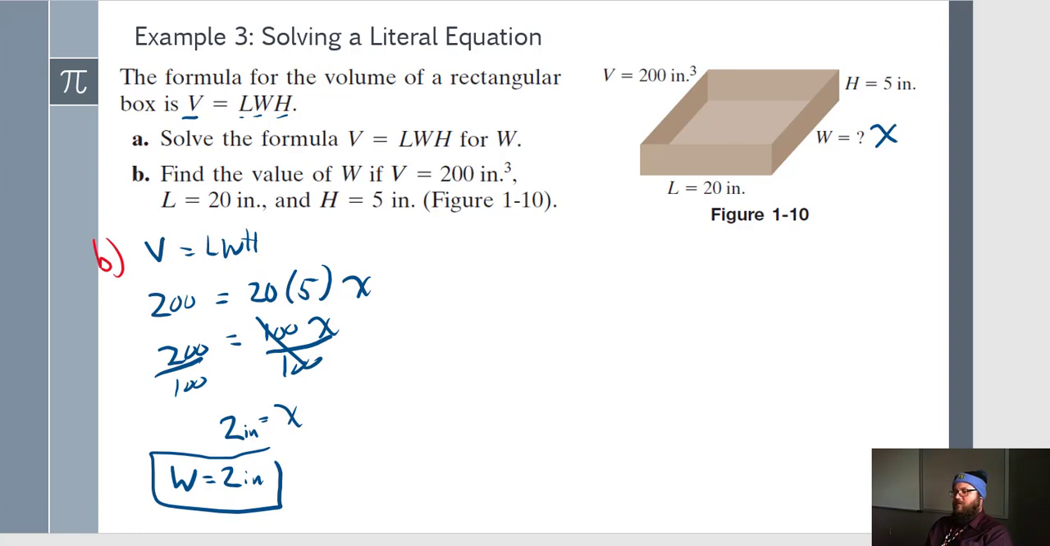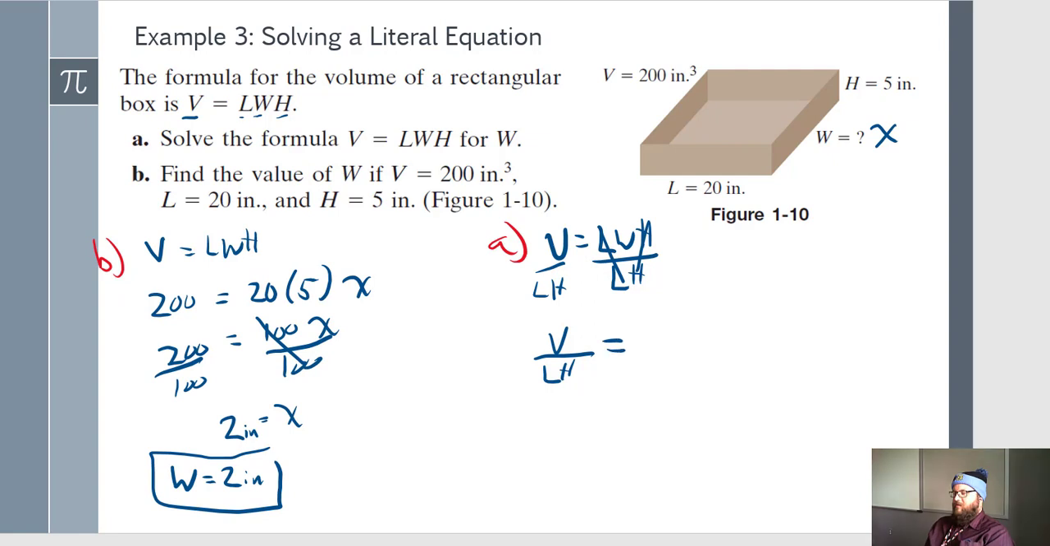So what they're looking at, honestly, with part A, I'm sorry I did this backwards, they just wanted us to solve the actual equation with the variables, okay? In other words, they've got V equals your LWH, and to solve for W, you're simply going to divide by the two other values here, LH. So LH on both sides. So the L's go away and the H's go away on the right. And you're left with volume divided by length times height equals your width.